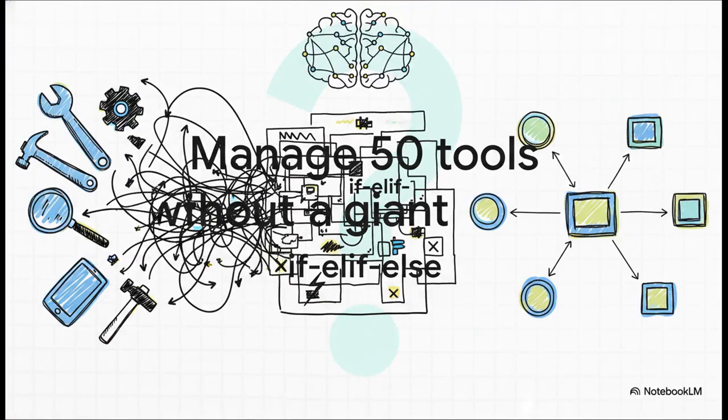And let's be explicit about the problem here. It's not just about 3 tools. What happens when you have 10 or 50? That central if-elif-else block just explodes in complexity. Every time you want to add a new tool, you have to go in and modify that core logic. It's slow, it's error-prone, and it violates some really fundamental design principles. What we need is a way to completely decouple the tool's implementation from the logic that selects it.